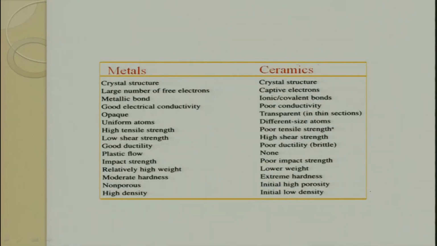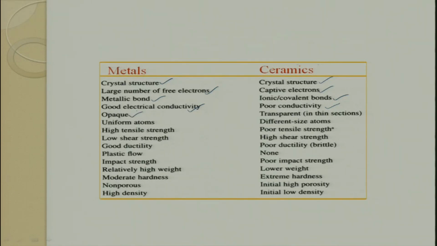So, before getting into it, a little bit of fundamentals. What is the typical difference between a metal and a ceramic material? Metals have crystal structures, ceramics are also of crystal structures. In metals, you have a large number of free electrons, so that is why it is predominantly a conducting material. Here, captive electrons are there. In metals, we have metallic bonds, here it is ionic or covalent bonds, that means to say it is very strong. Since metal has free electrons, it is a good conductor. Ceramics are poor conductors.